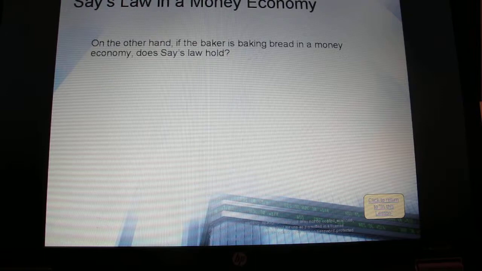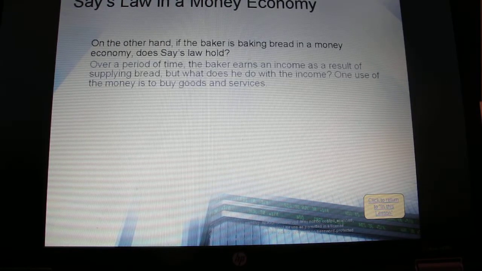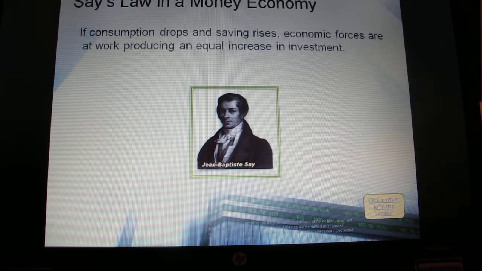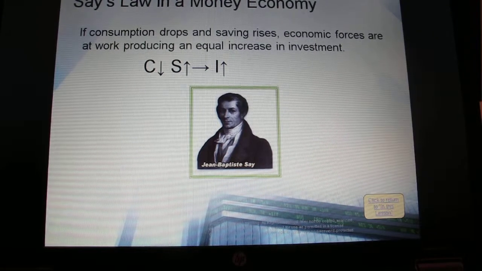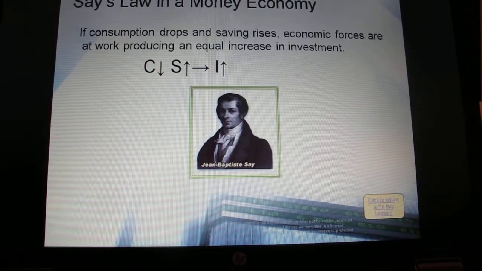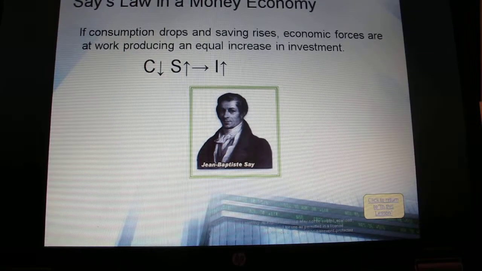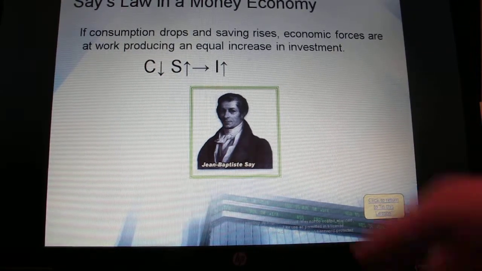Basically, he's saying the reason we have money is to buy stuff, and that's it. I think they're going to get into this in just a second here. Yeah, here we go. If we have a drop in consumption and savings increases, economic forces are at work to create an equal increase in investment.